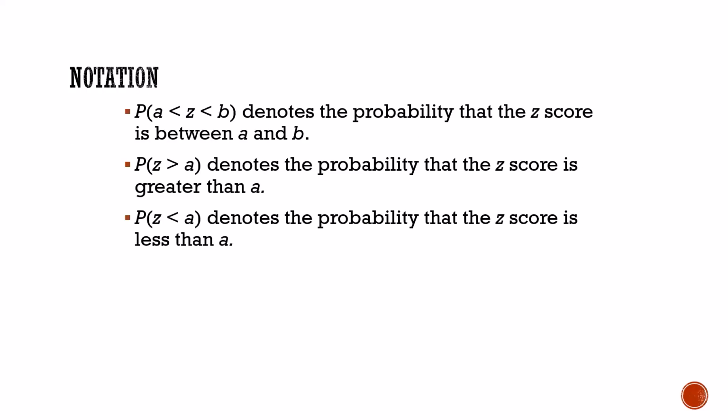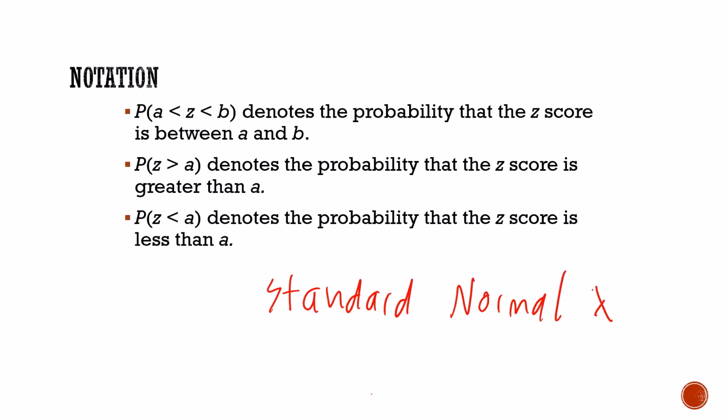Let's give some notation here, right? So whatever our variable is, it could be x or it could be z. Remember, for a standard distribution, x equals z, so we're just using z here, right?